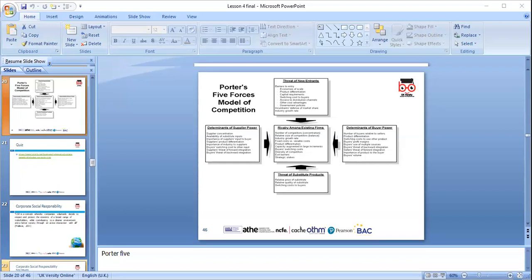Okay, then we have a summary of this lesson. In this lesson we discussed different factors that impact the environment. We discussed SWOT, the TOWS matrix, and BCG, and these are also the recommended references.